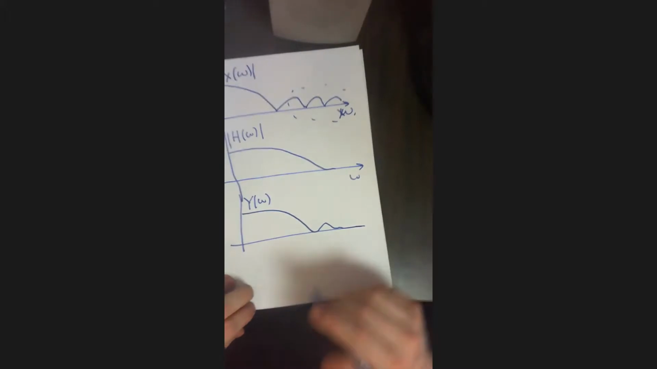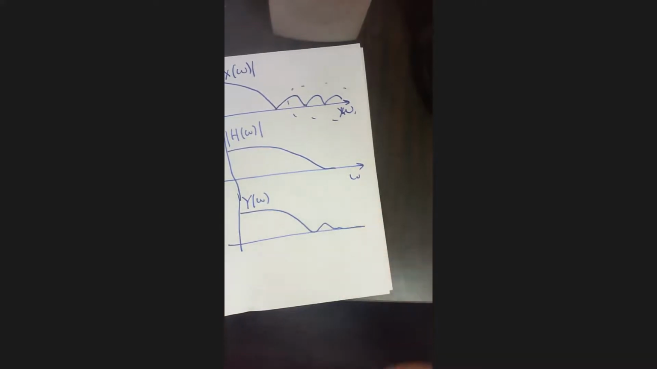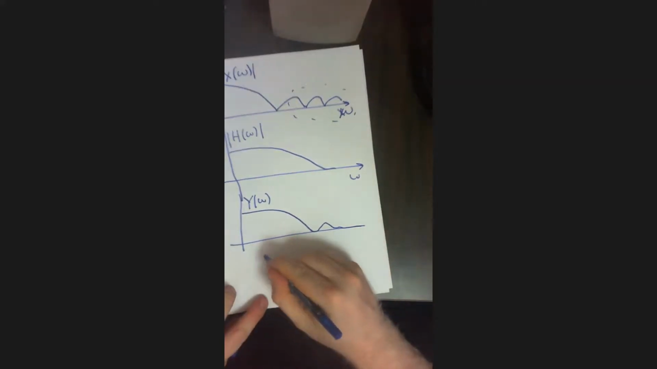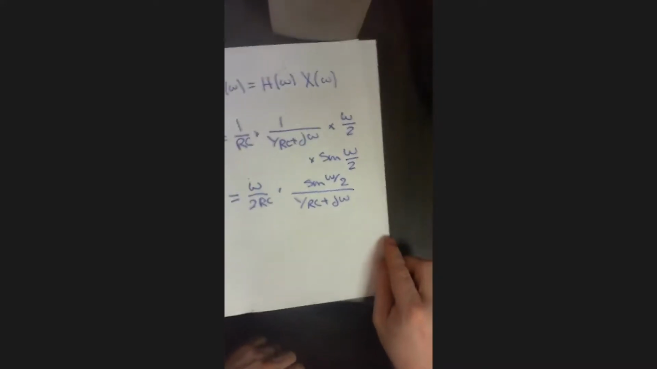So we get rid of these high frequency components. We only keep the low frequency. Now, in order to get the term y of t, we have to think to some extent. Mathematically, we are able to get the term y of t because y of t is simply the inverse Fourier transform of these functions.